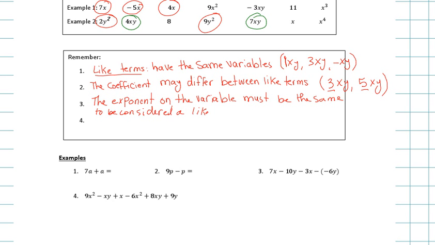Okay? So if you have a coefficient and an exponent, so let's say 3x cubed, 7x cubed, x cubed, okay? These are considered like terms because the variable has the same exponent. If they're not all x cubed, then we don't consider them as like terms.